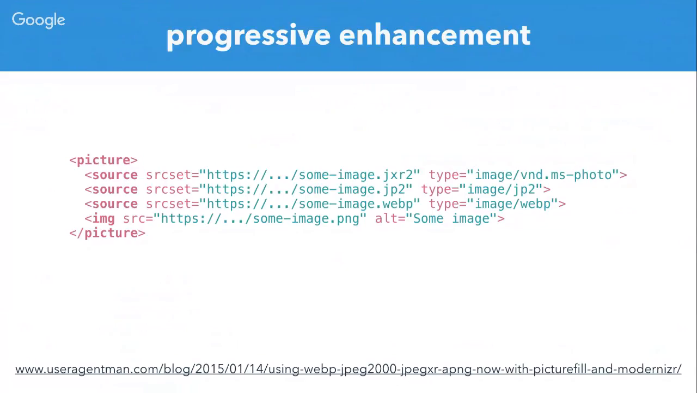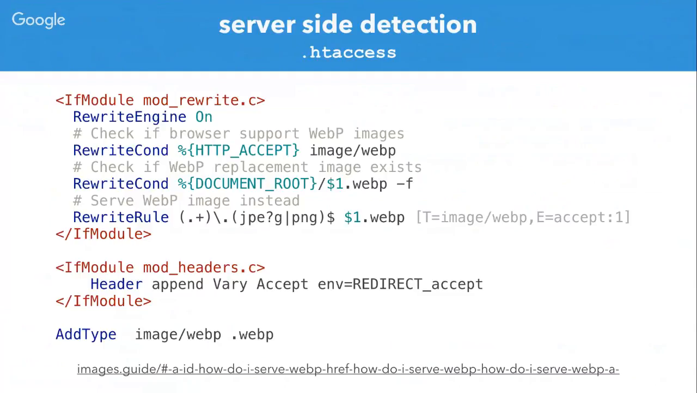And another option would be to server-side detect if the browser supports WebP images. So there's also the accept header, and then you can just serve different images from the server side. But, well, I feel you. Now you have to do a different format.